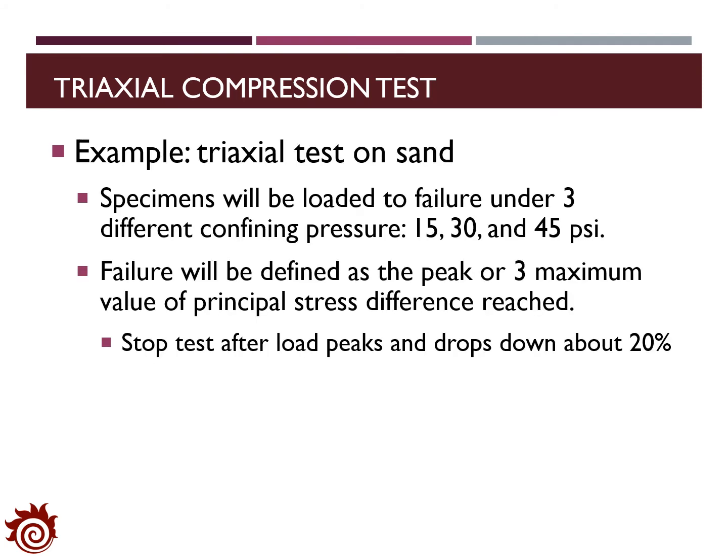Now let's see the triaxial compression test for sand material. First, we will prepare a sand specimen, and it will be loaded to failure under confining pressures of 15, 30, and 45 psi. During the test, we record the relationship between the stress and strain. The failure is defined as the time when we reach the peak, or maximum value, of the principal stress difference. Finally, the test will be stopped when the load peaks or drops about 20% from the peak value.